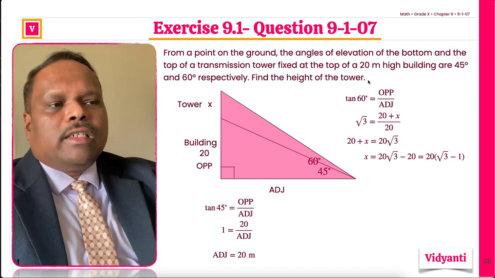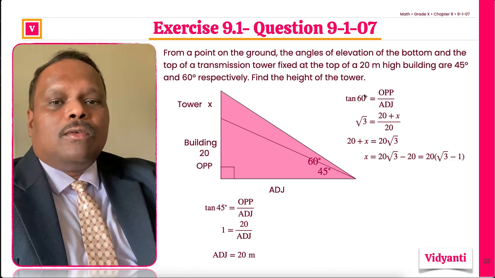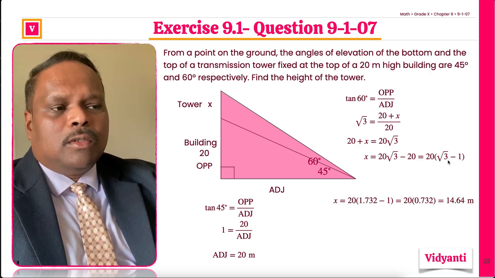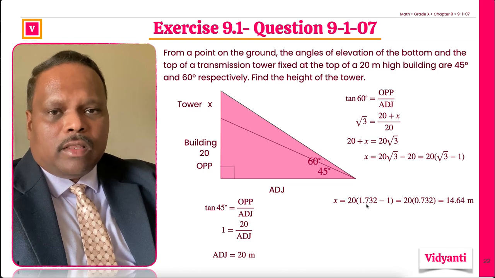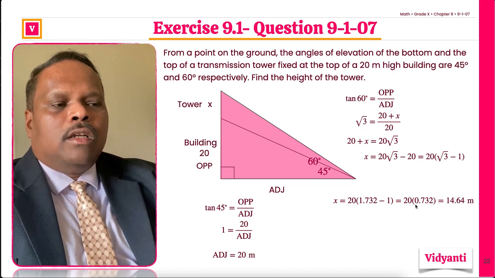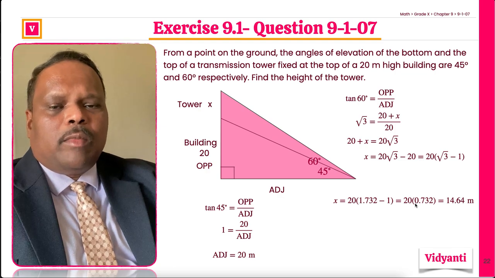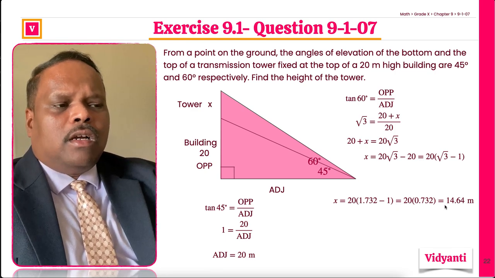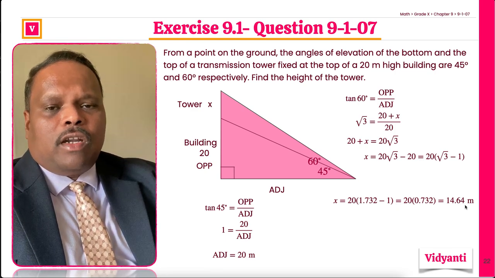But let's say here somewhere if they have mentioned take root 3 equal to 1.73, then you have to do one step further, substitute the value of root 3 as 1.732 minus 1 and then multiply manually by 20. You should be comfortable with multiplying a decimal number with an ordinary integer and vice versa, or two decimal numbers, and the final answer will come out to be 14.64.